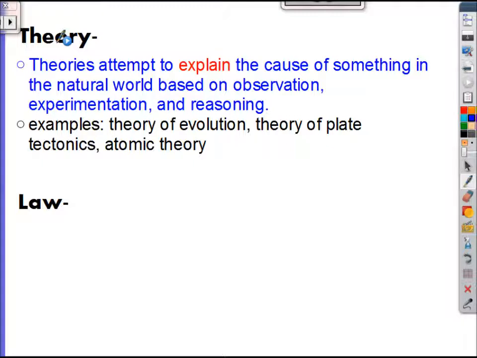Why does gravity work? Why did things evolve? Why do plate tectonics happen? Why do continents move? What is atomic theory? What do atoms look like inside? Trying to explain things that experimental results over and over again have proven happen. We try to explain why.